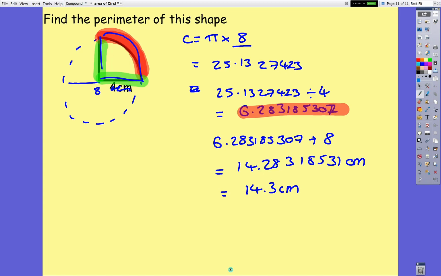Key parts to look out for are this part here and that part there. Do not forget to add them.